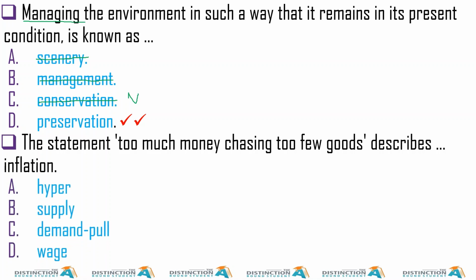sounds like demand pull. Demand pull. Yes, there is demand pull. It's not really hyperinflation, because hyperinflation is when prices go up at a rate of 50% or more. So hyperinflation is that abnormal rate of inflation, something like what Zimbabwe did.